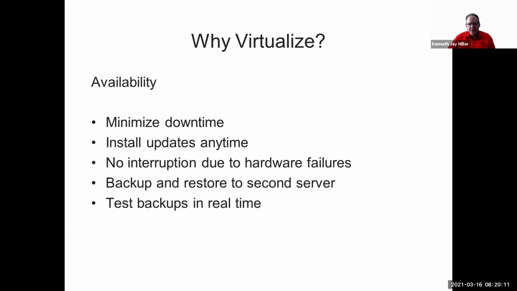We can deal with hardware failures much more programmatically, where we can just kind of roll with the changes. If something fails, we're prepared, right? We have a redundancy where there's another VM just like the one we're using that will just automatically pick up the workload from the one that just failed. Okay. We can do backups and restores, and then we can test our backups all in real time. So that's what availability is referring to, right?